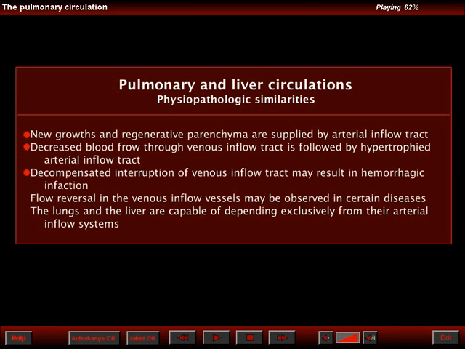The compensated interruption of the venous inflow tract may result in hemorrhagic infarction. Flow reversal in the venous inflow vessels may be observed in certain diseases. The lungs and the liver are capable of depending exclusively on their arterial inflow system.